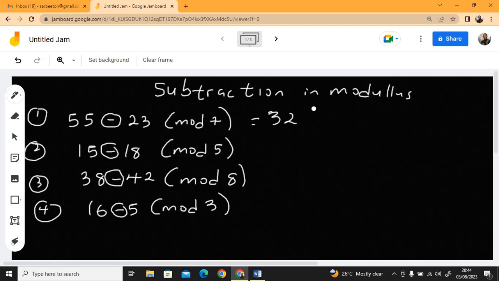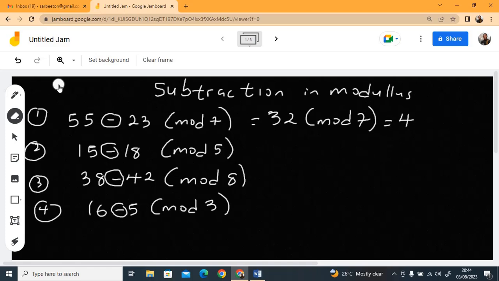So you have mod 7. Now, I told you that the number here should be less than 7, so you have to use this 7 to divide this. 7 goes into 32, what will it give us? 7 times 4 is 28. 7 times 5 is 35. So it is 4. Sorry, it's not 4. You are going to write the remainder.